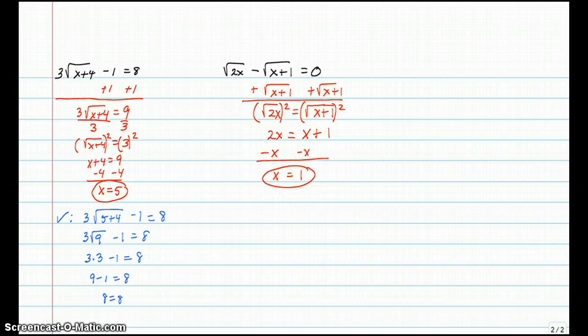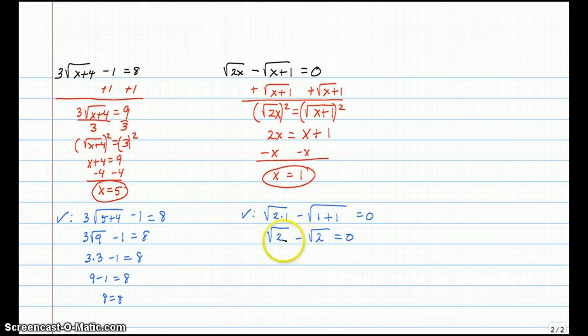Now we're going to go ahead and do the check. So we simply substitute the 1 back in. So it's the square root of 2 times 1 minus the square root of 1 plus 1 equaling 0. 2 times 1 is underneath the radical symbol, so we have to do that first. So 2 times 1 is 2, square root of 2, minus 1 plus 1 is also under the radical symbol. It has to be done first. So 1 plus 1 is 2, so square root of 2.